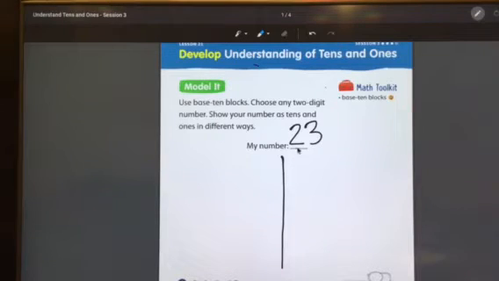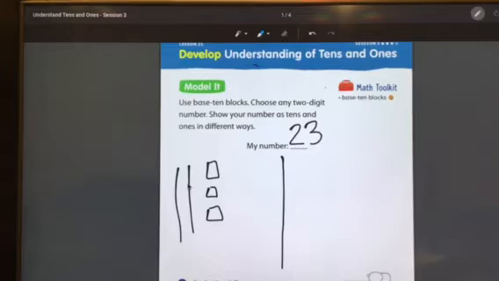So when you look at the number 23, you see that the number 23 has 2 tens and 3 ones. So over here on this side of the paper, we're going to draw 2 tens and 3 ones. Now, how can we show 23 a different way? Well, when you take one of your tens away and you break that 10 into ones, you're going to show the number 23 in a different way.